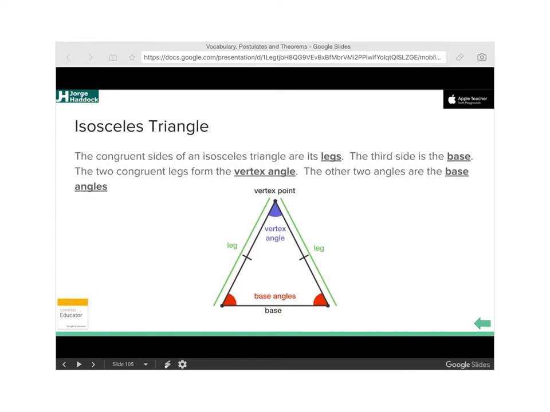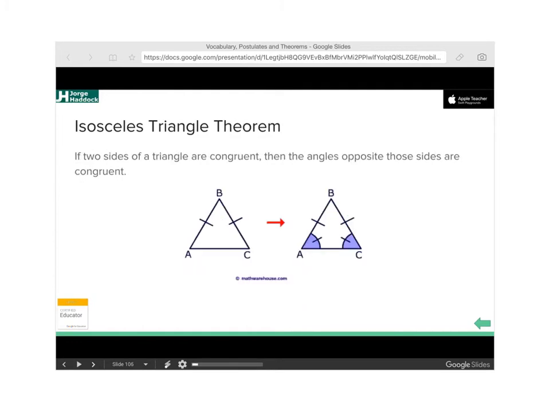So from here, there are a couple of properties and theorems that we can use to solve this type of exercise. The first one is the isosceles triangle theorem, which states that if two sides of a triangle are congruent, then the angles opposite to those sides are also congruent.